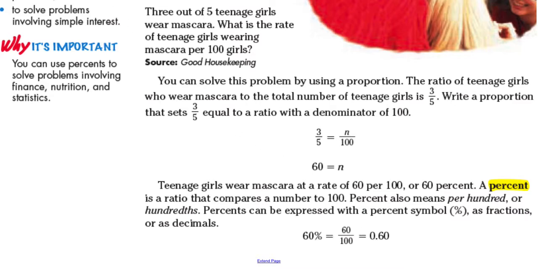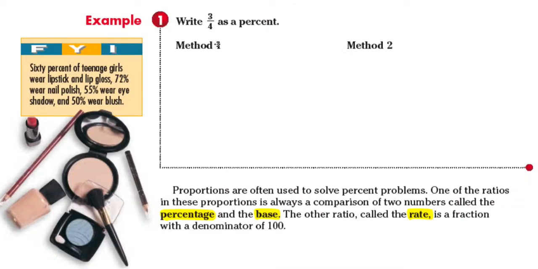Let's take a look at example number 1. Write 3/4 as a percent. We'll use two methods for this. Method 1 is using a proportion. We do 3/4 and equate it to the ratio n over 100. We do cross products and end up with 300 equals 4n. Divide both sides by 4, and you end up with n equals 75.